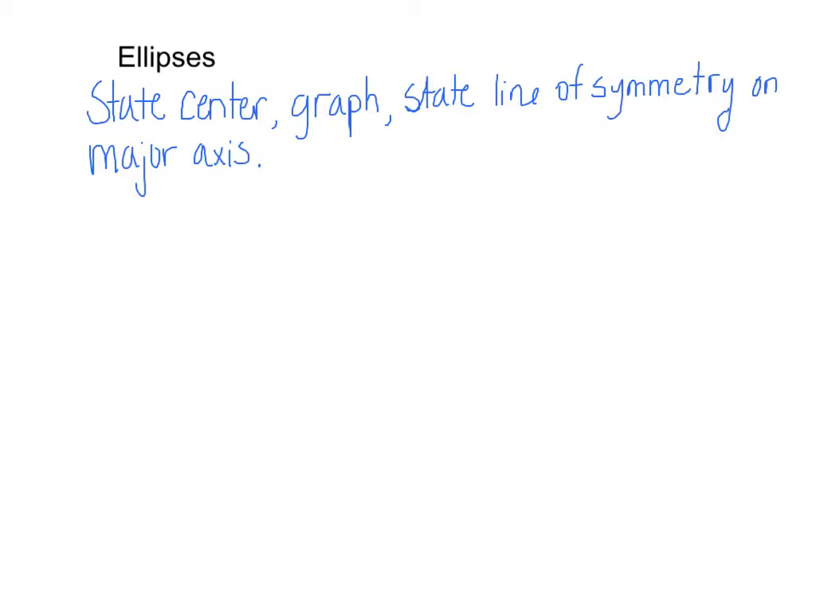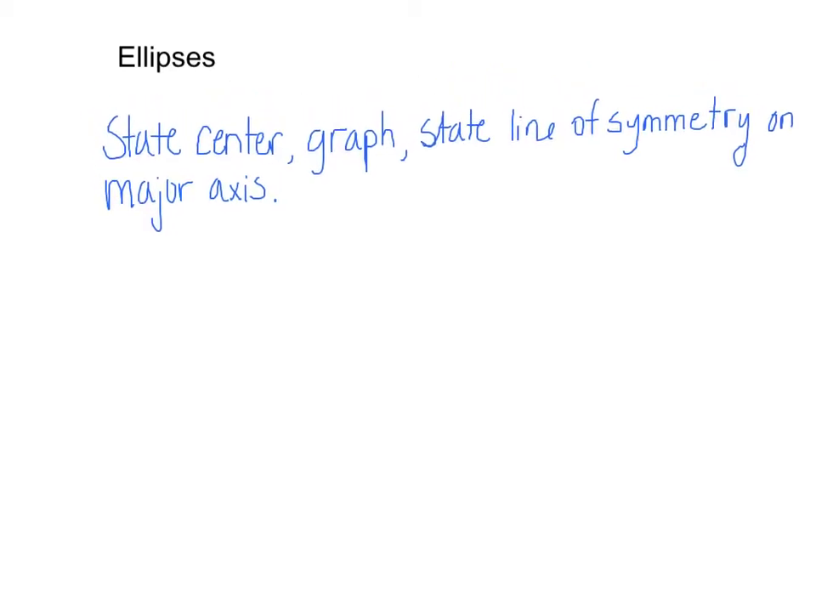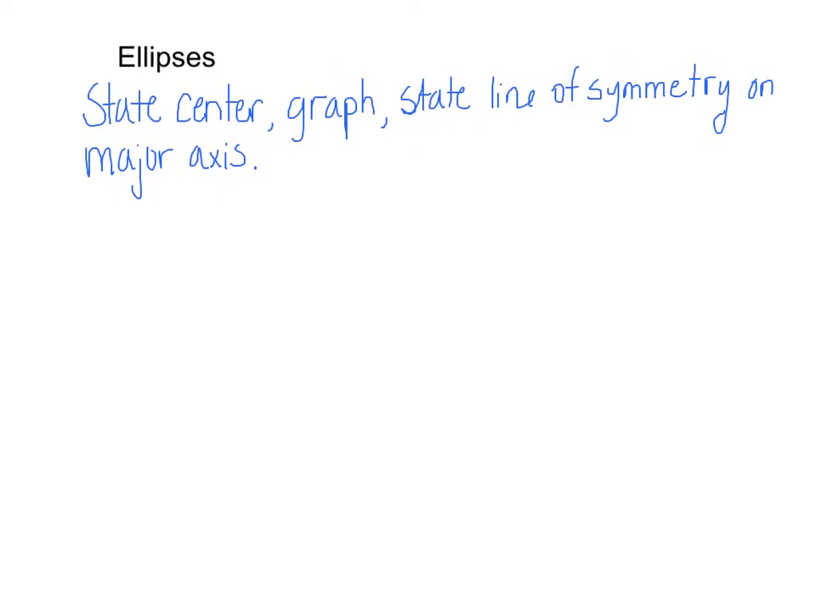Now the major axis in an ellipse is considered the longer, it's on the longer part of the ellipse.